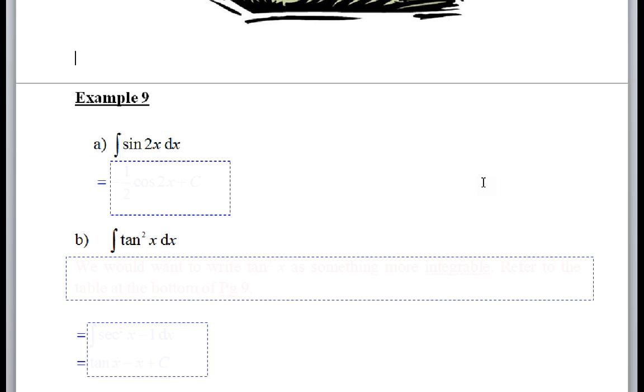Integrate sine 2x. Is it obvious to us? We all know integrate sine x is negative cosine x. But now there is a 2. What happens?